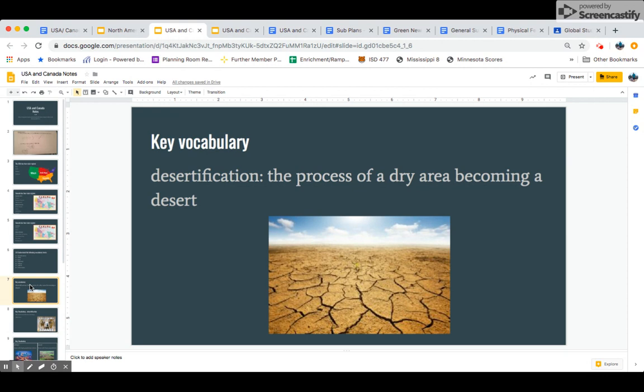And you're seeing this in parts of our country, Arizona, Nevada, Southern California. You're seeing this desertification process taking place where there is areas that are turning into a desert, and there's really no turning back once you become a desert. Desertification.